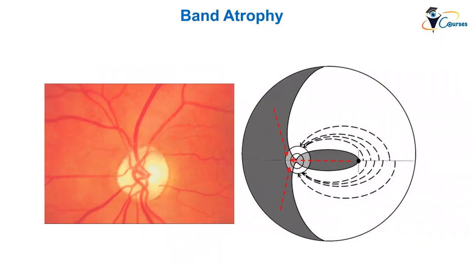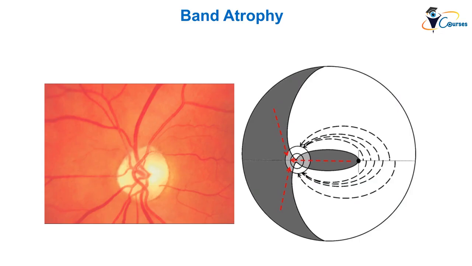Also, the result of this anatomical representation is this classic picture of band atrophy, which happens with the chiasmal syndrome. What's band atrophy? It means that there is involvement of the temporal fibers and the papillomacular bundles. This involvement will lead to pallor that will involve the temporal aspect and the nasal aspect of the optic disc.